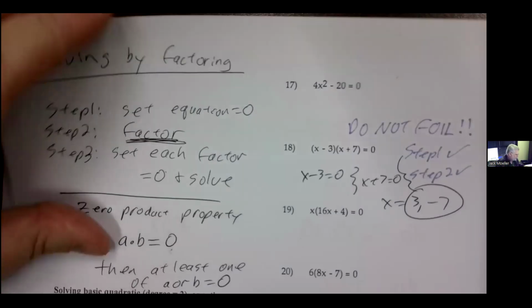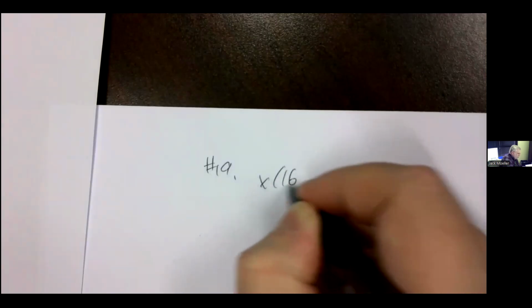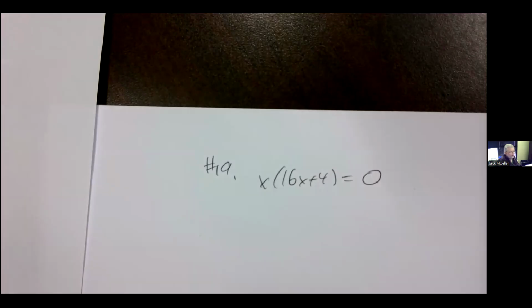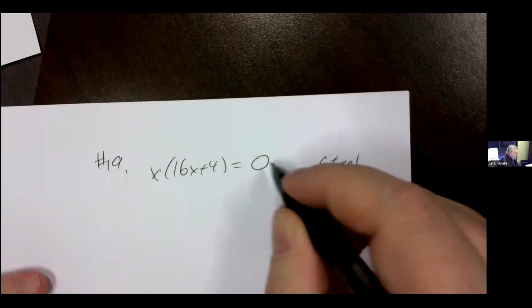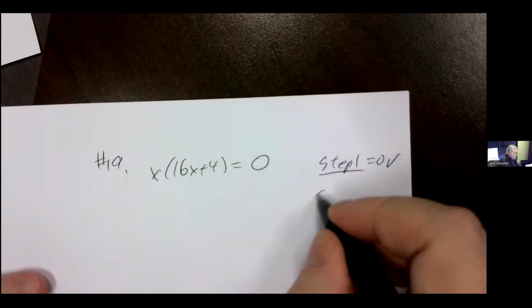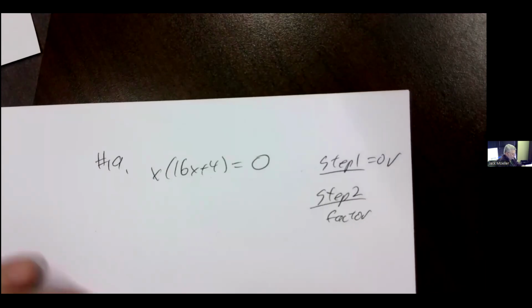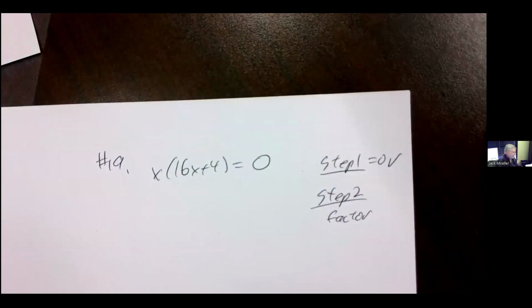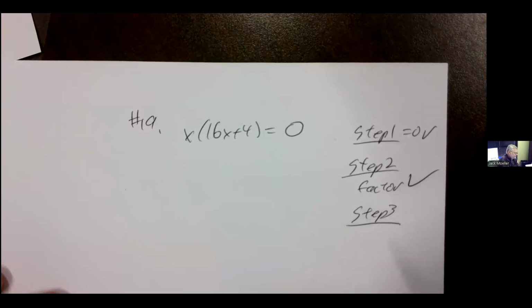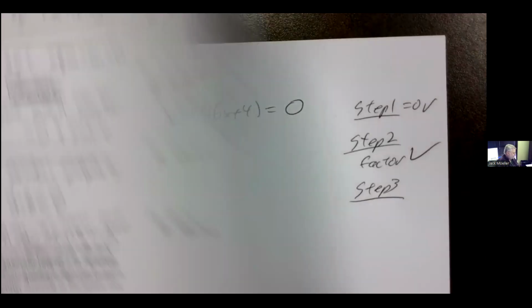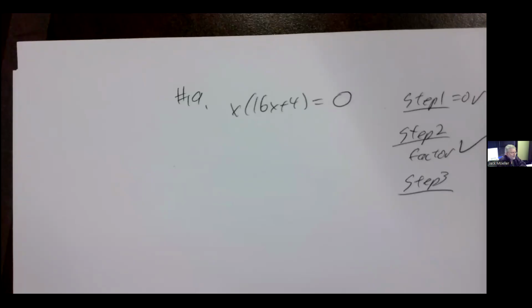Yeah. So how about number 19? x times 16x plus 4 equal to 0. So we're going to solve that. Step 1, well, that's equal to 0, so that's done. Step 2, is this factored? Yes, because it's something times something. Okay, so step 3. What is step 3? Step 3: set each factor equal to 0 and solve. Okay, so what does that look like?